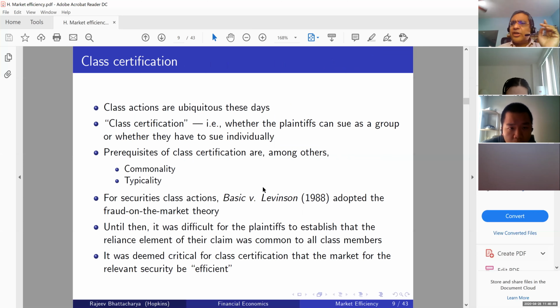All right, class certification, I'm not going to go into it because that's a very substantially US thing. If you're interested, I can talk about that in the future.